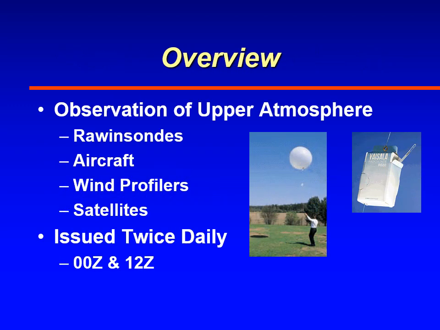First off, kind of the general things about surface charts. These are, of course, observations of the upper atmosphere. And those observations are made by weather balloons, aircraft. Remember we talked about TAMDAR and AMDAR. That information makes it on constant pressure charts.